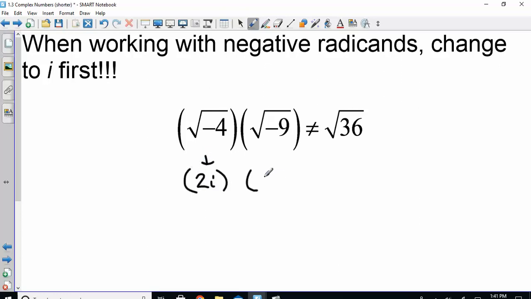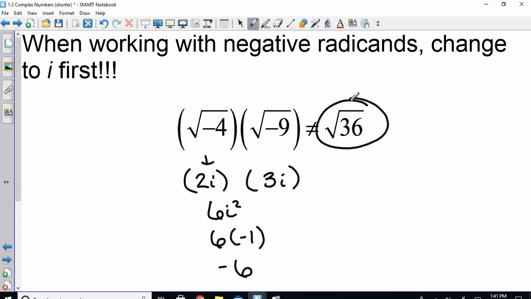What is the square root of -9? If you multiply these, what's 2i times 3i? What is i squared equal to? -1. And 6 times -1 is -6. If you don't take out those i's and you multiply them, you get the wrong answer. You're off by a negative.